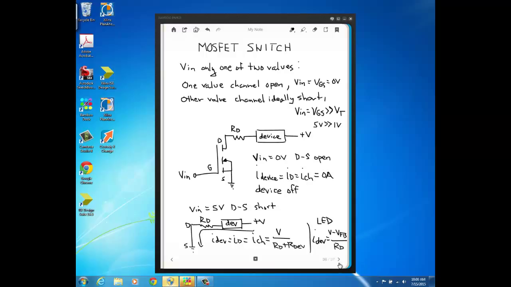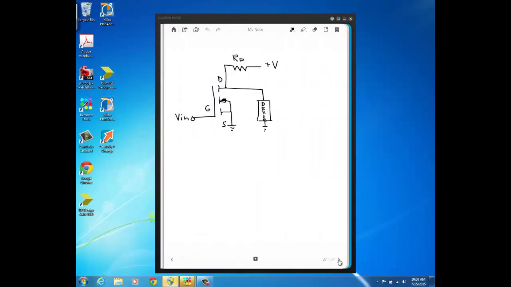Now there's another way that you can connect the device to a MOSFET switch, and that's here. The previous circuit had the device in series with the drain resistance. This circuit has the device essentially in parallel with the drain and the source of the MOSFET. So let's see what happens now for the two values of Vin, again starting with Vin equal to 0 volts.